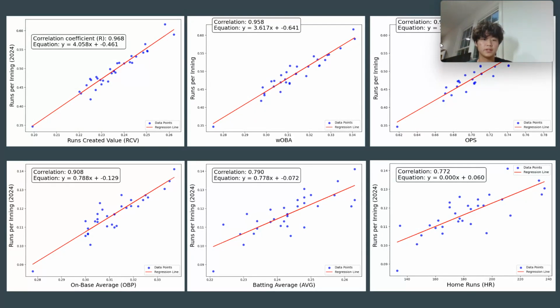RMSE measures average error between predicted and actual values. In this case, it quantifies how close the regression line based on RCV and other metrics comes to actual run production. RCV had the lowest RMSE value of 0.149, compared to 0.153 for wOBA and 0.159 for OPS. These values indicate that RCV is a strong predictor of offensive output.